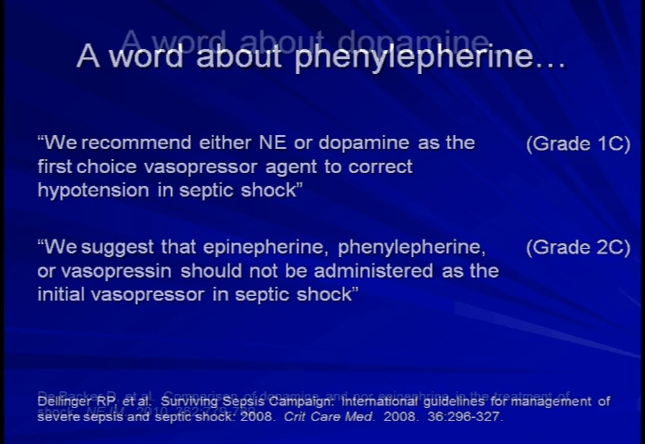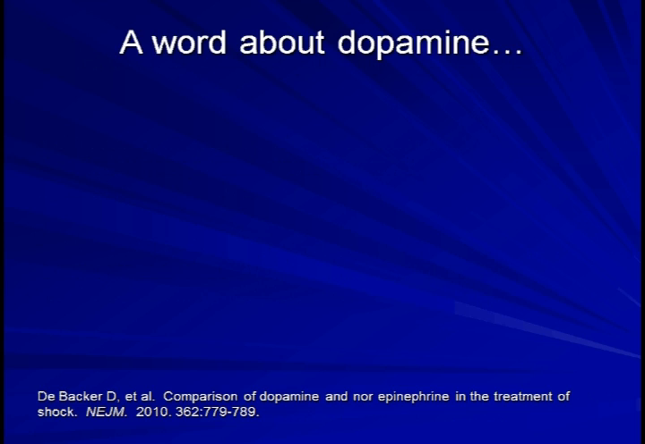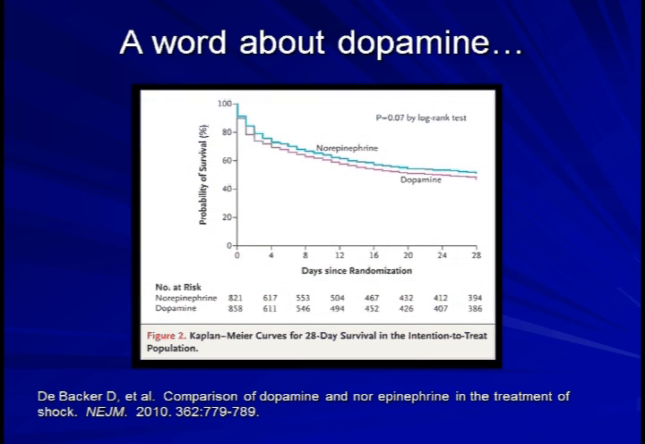Now, a word about dopamine. In 2010, a multi-center RCT was published in the New England Journal of Medicine in which 1,600 patients with shock of any cause were randomized to dopamine versus norepinephrine. There were virtually no exclusion criteria. The primary outcome measure was all-cause mortality. Here's what was found. There was no statistically significant difference in survival between the two groups, though dopamine was associated with more arrhythmias.